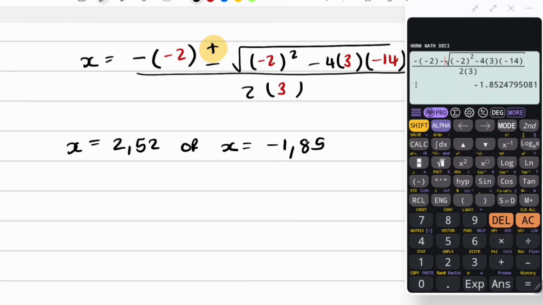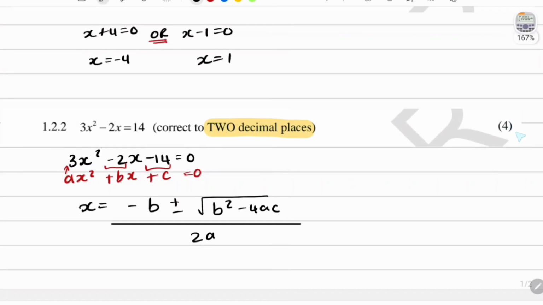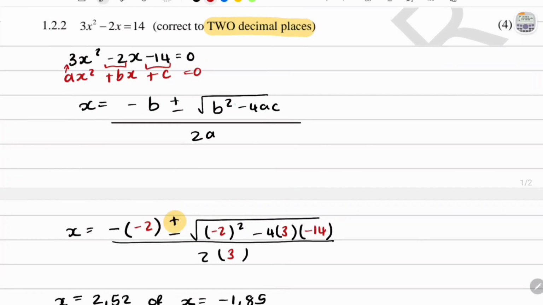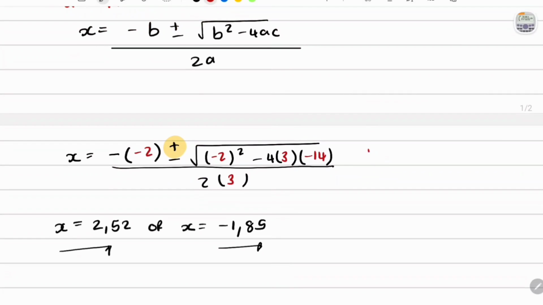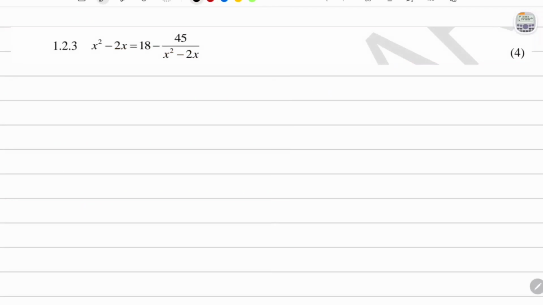And those would be our answers there. So x is equal to that, and x is equal to that. And that is for 4 marks. You're getting a mark for taking it over, putting it in standard form, a mark for substitution, and a mark each for your solution. Okay, moving on to the next question.